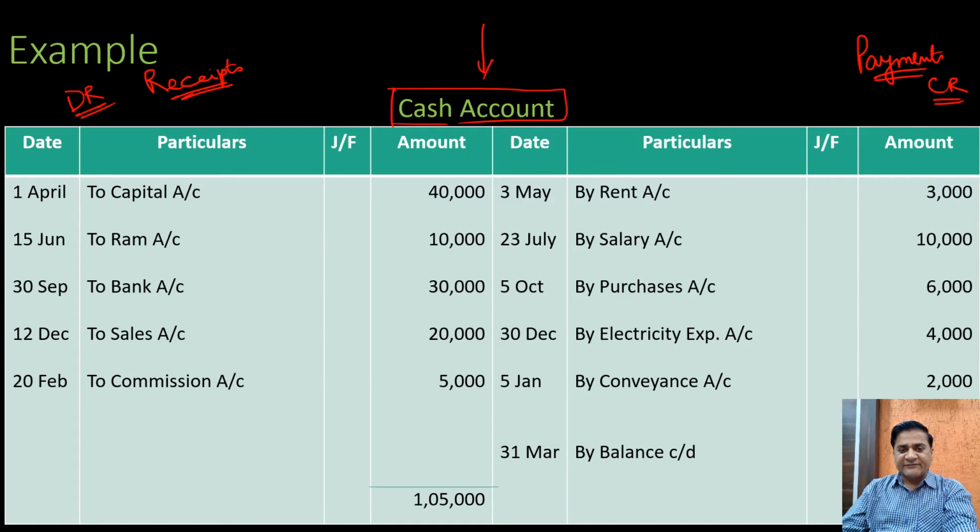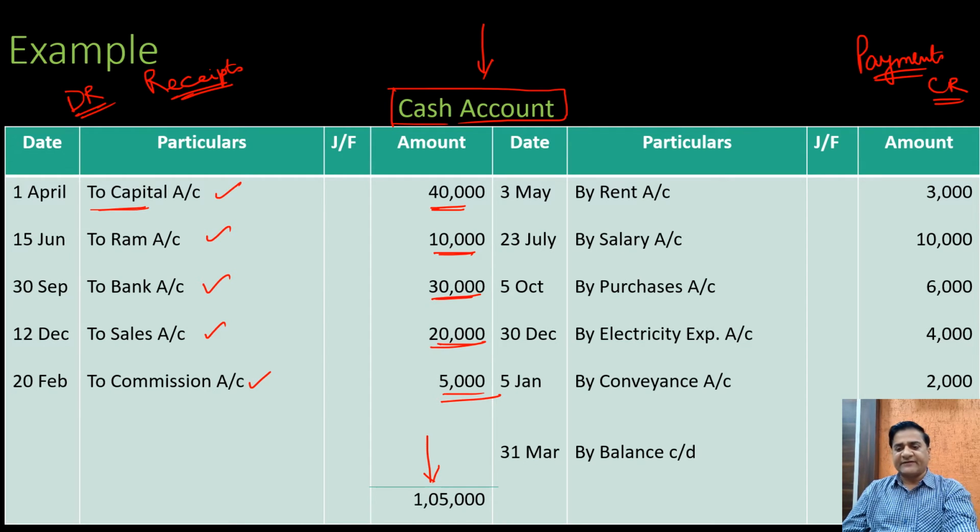So on the left side of the cash account, you find all the accounts from where the cash has been received. You have received cash due to capital 40,000. We have received from Ram 10,000. We have received from bank account 30,000. We received from selling the goods 20,000. We have received the commission of 5,000. So in all, I have received an amount of 1,05,000.